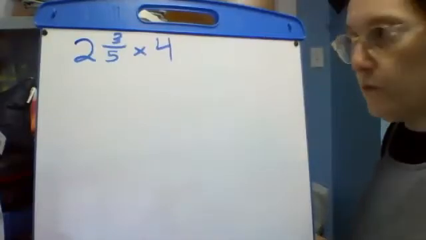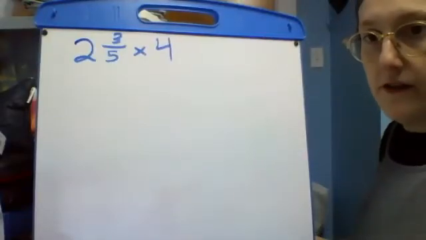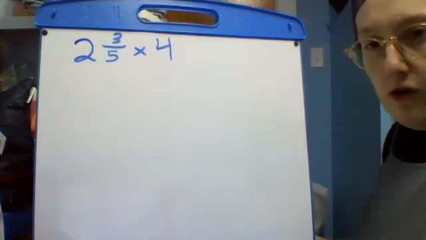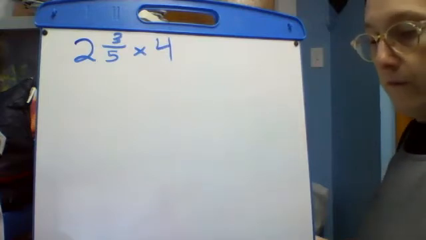I want you to try this one on your own before I solve it. Take 2 3/5, multiply it by 4. Try using both strategies also.